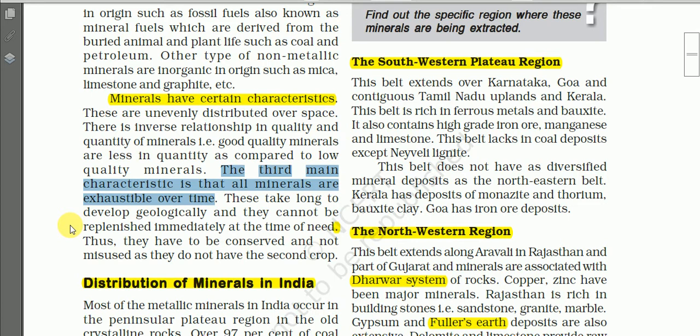Then these minerals take long to develop geologically, and they cannot be replenished immediately at a time of need. That means formation of minerals takes millions of years, and hence minerals cannot be replenished immediately at the time of need. When we need it, it cannot be replenished, it cannot be renewed. Formation of minerals takes millions of years. So these are the important characteristics of minerals.